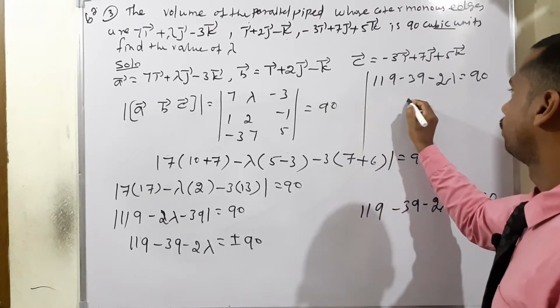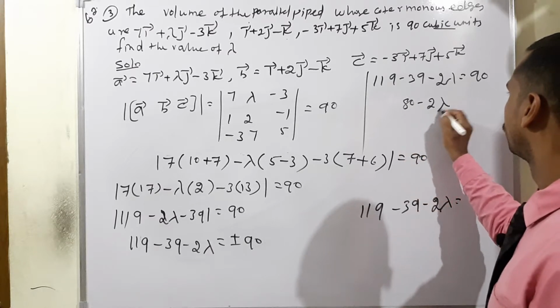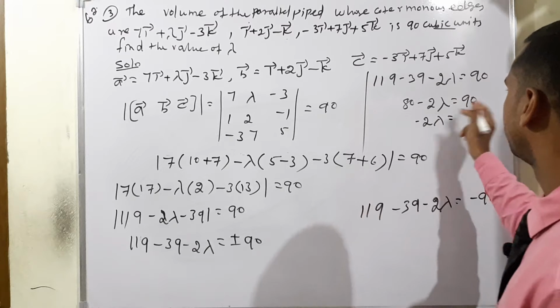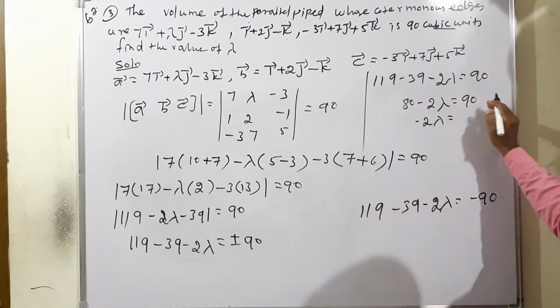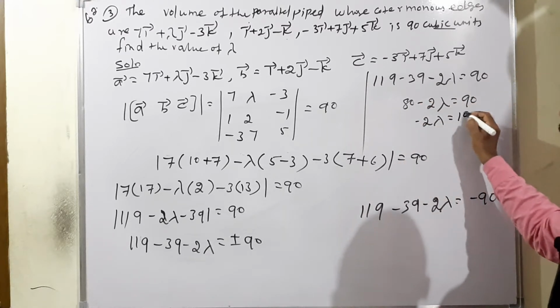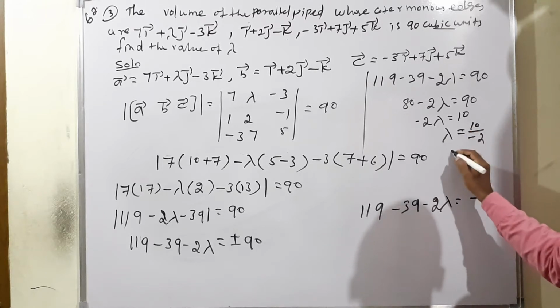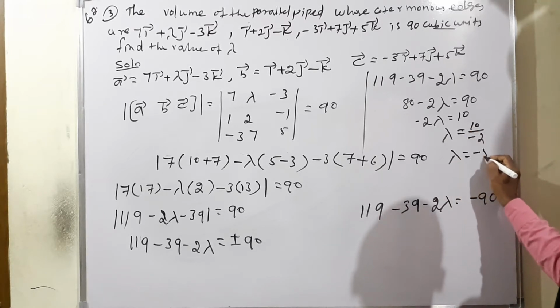119 minus 39 means 80, minus 2 lambda is equal to 90. Again, minus 2 lambda is equal to 90 minus 80, bringing it to the other side with the opposite sign, means minus 80. 90 minus 80 is equal to positive 10. Therefore, lambda is equal to 10 by minus 2. Therefore, the first one is lambda is equal to minus 5.